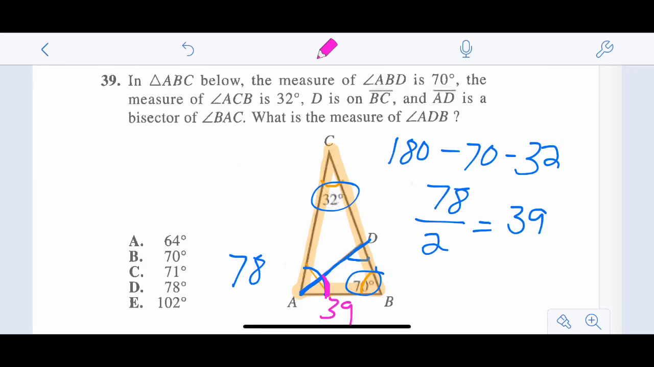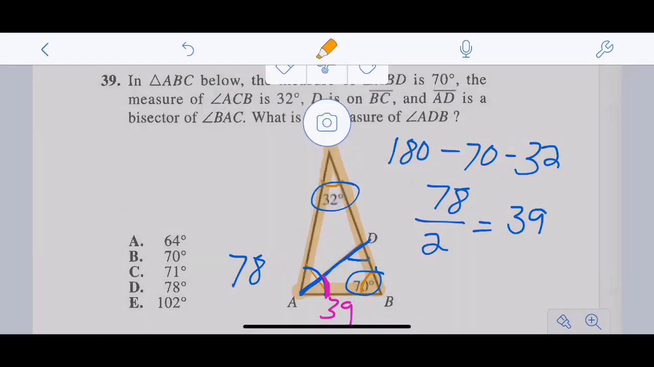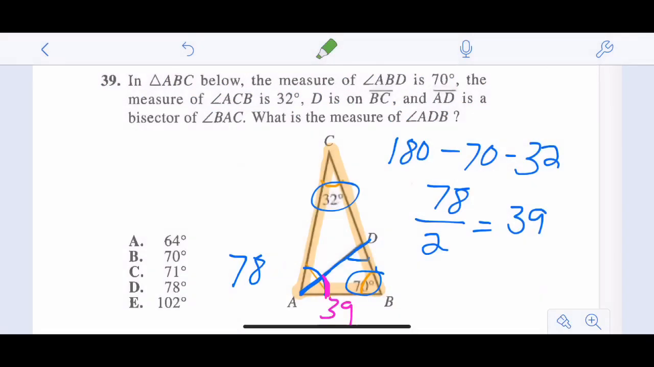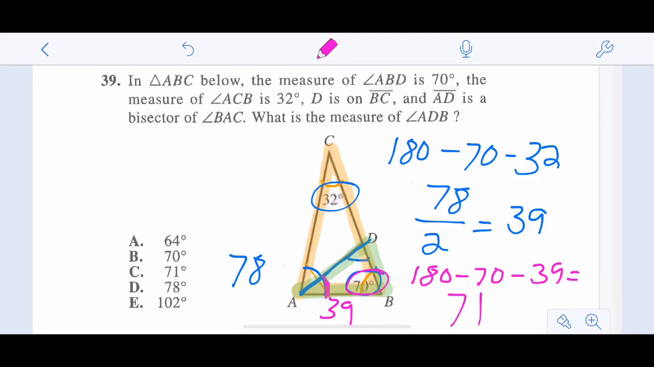So now we have another triangle we can use. We can use this triangle and do the same thing again because we're looking for this angle here in the corner, but now we can go 180 minus 70 minus 39, and that equals 71, or C.